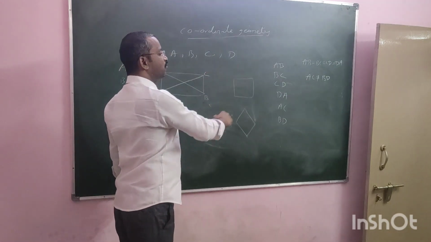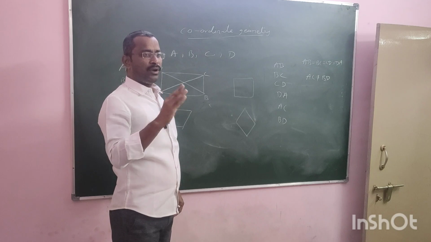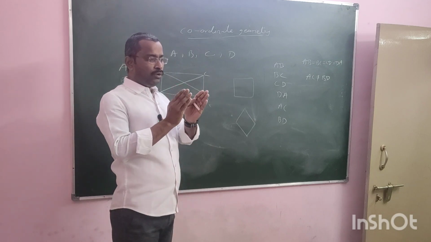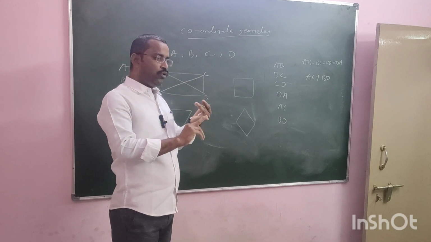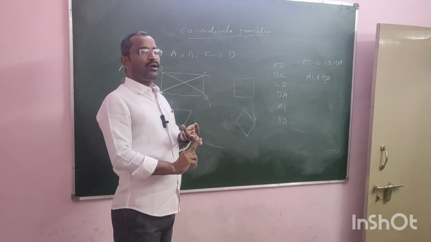But to find all these, the formula is the square root of (x2 minus x1) whole square plus (y2 minus y1) whole square. That is the distance formula. So if you know how to find the distance formula, you can prove with the triangle concept, the collinear concept, and the quadrilateral concept.